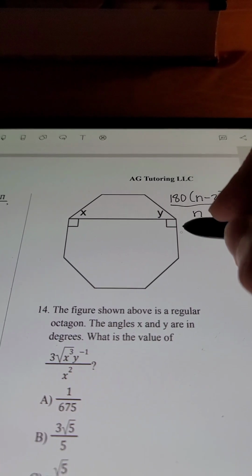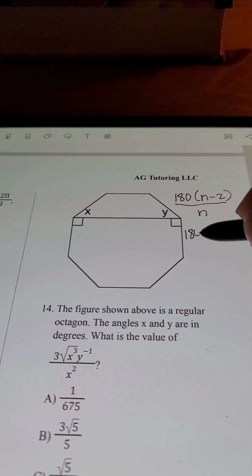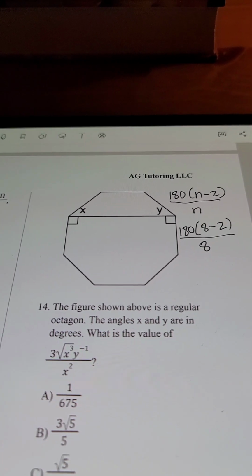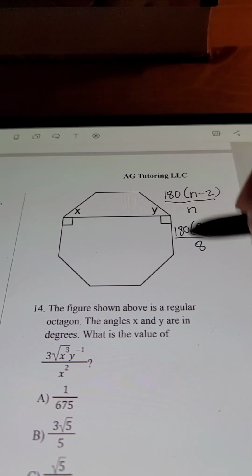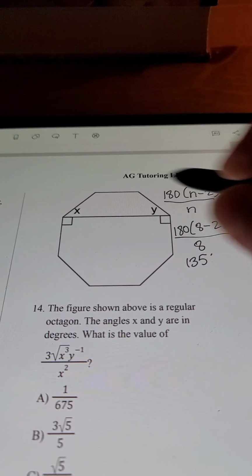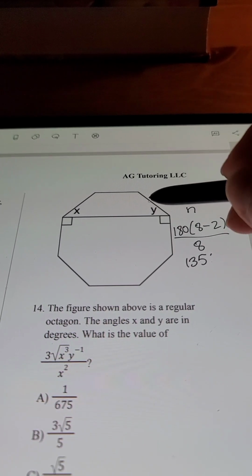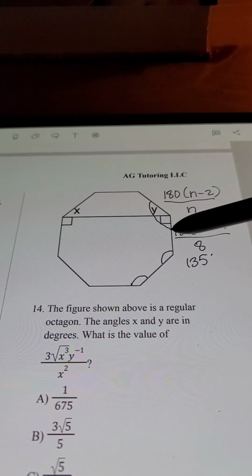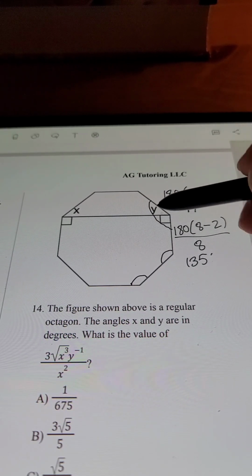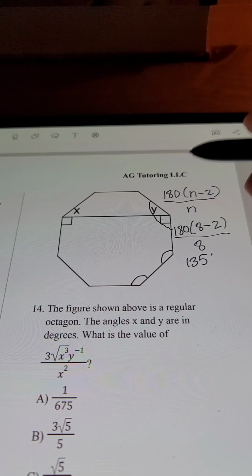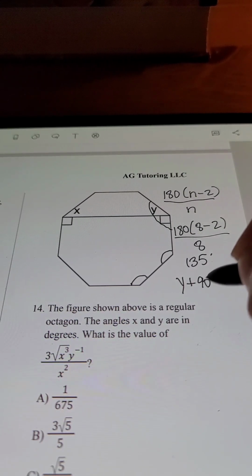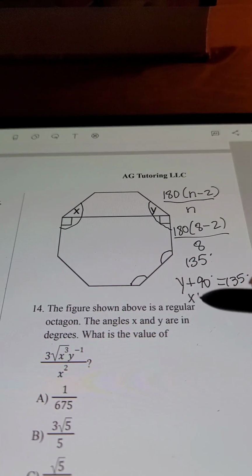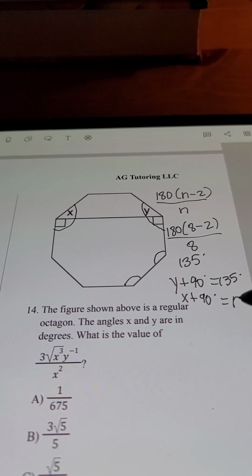So there's 8, so we're going to plug in 8 for n. 180 times 8 minus 2, over 8. So let's see what that is. That's going to be 135. So each interior angle in this octagon is going to be 135 degrees. So this is one of them that's 135, and this entire part right here, these angles added up, are going to be 135 degrees as well. So that means y plus 90 equals 135 degrees, and the same thing over here: x plus 90 degrees equals 135 degrees.